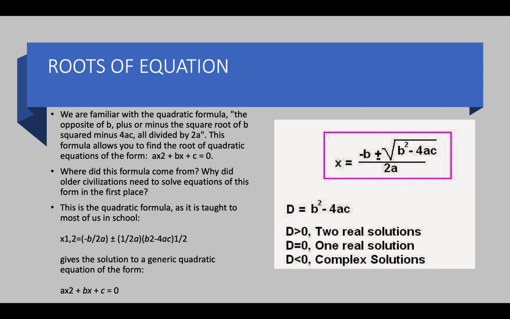This is the quadratic formula as it is taught to most of us in school. x1, x2 equal to minus b by 2a plus or minus the square root of b squared minus 4ac upon 2a gives the solution to a generic quadratic equation of the form ax squared plus bx plus c equal to 0. On the right hand side it is shown how the value of d affects the solutions. If d is greater than 0, there will be two real solutions, d equal to 0, one real solution, and d less than 0, complex solutions.